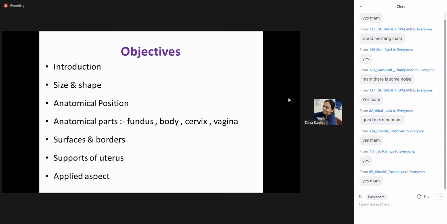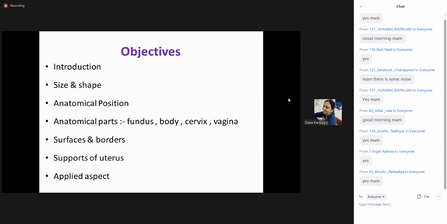So these are the objectives which you will learn today about the uterus. Its morphological features, which include size, shape, and anatomical position, which is very important. Anatomical parts like fundus, body, cervix, and vagina. Various surfaces and borders and its relations, supports of the uterus, and some applied aspects.